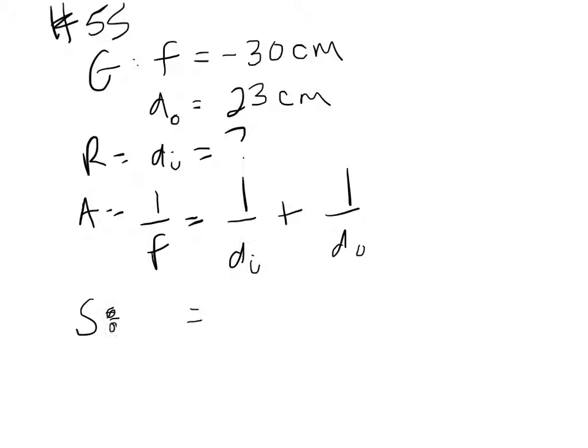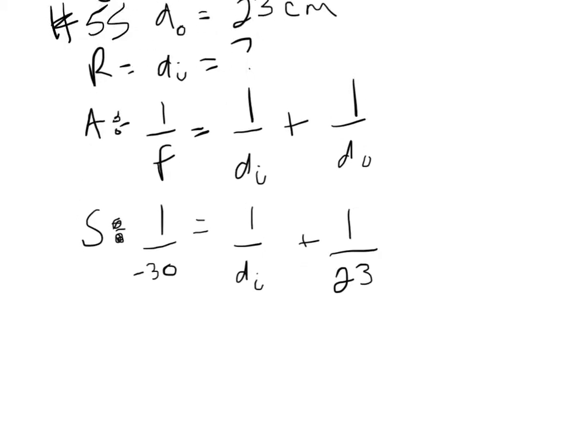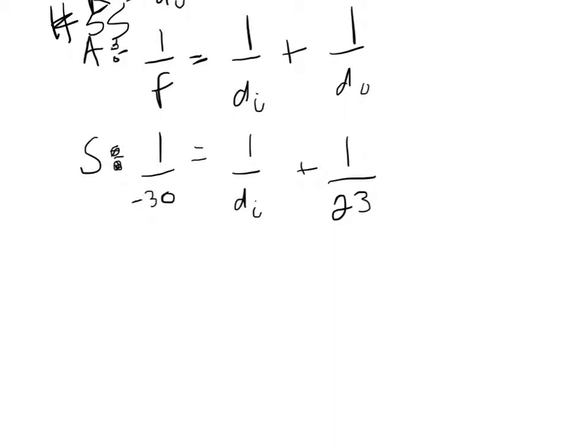So the next thing we're going to do is, we know that it's 1 over negative 30 equals 1 over die plus 1 over 23. How are we doing? Okay, I'm just going to give myself more room.